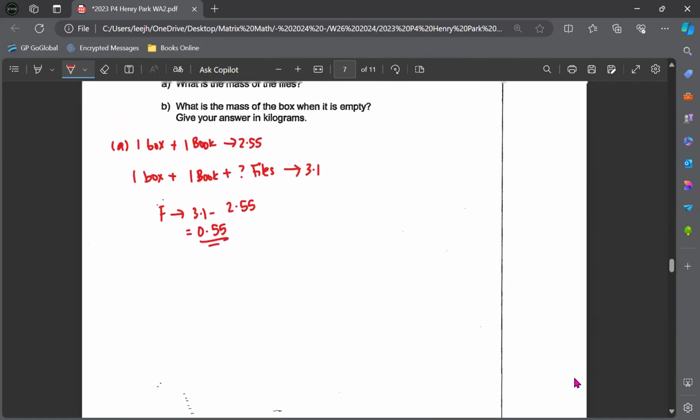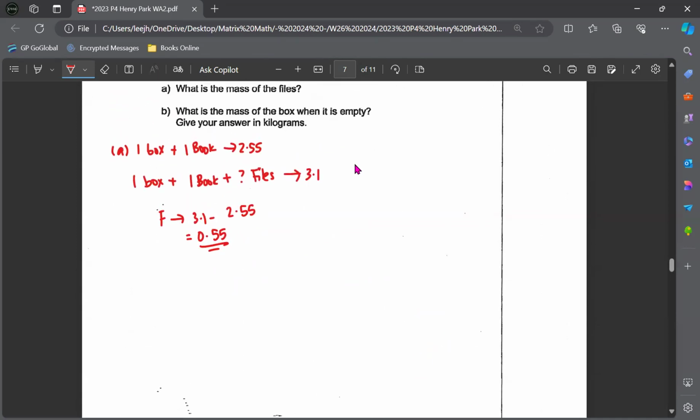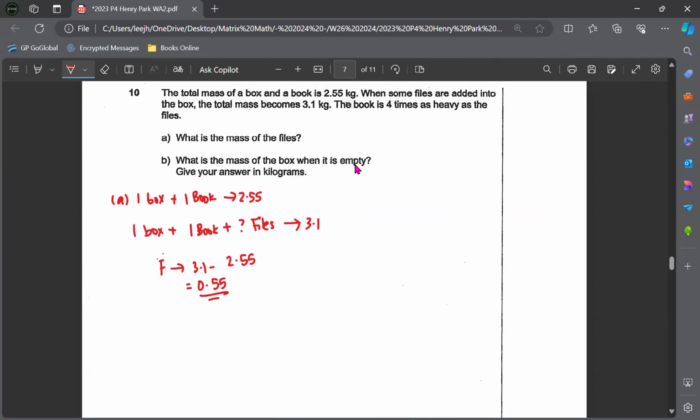Okay, and B, they are asking me to find out what is the mass of the box when it is empty. So if you read the question, you know that the book is 4 times as heavy as the files. So book 4 units, file is just 1. And we know that the files is 0.55. So now we know 1 unit is 0.55. Look for the book, which is 4 units.